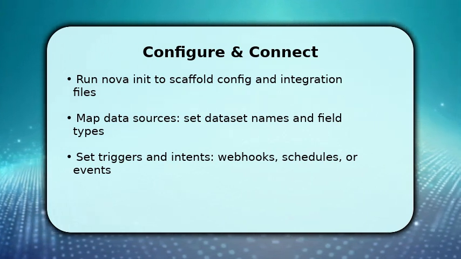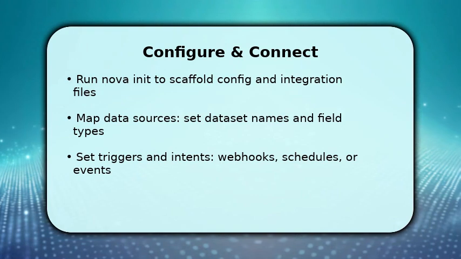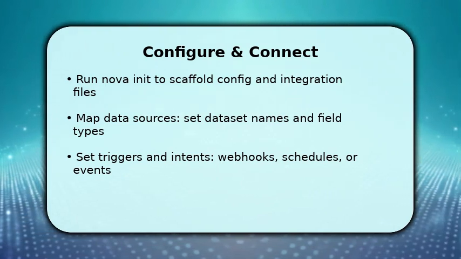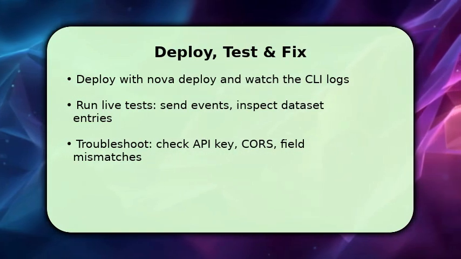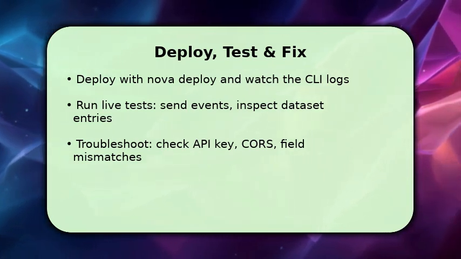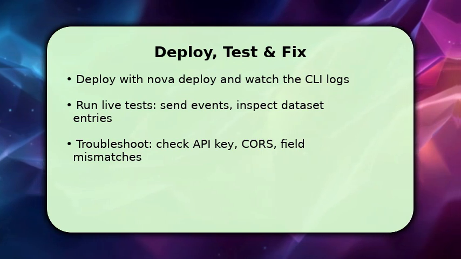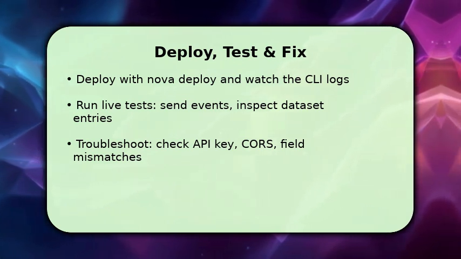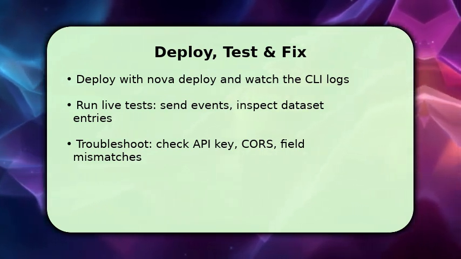When triggers are solid, link logging and telemetry so you can trace execution in Axiom. You deploy NovaBot using nova deploy and monitor CLI logs for immediate errors. After deployment, execute live tests by sending representative events and confirm entries appear in the configured datasets.